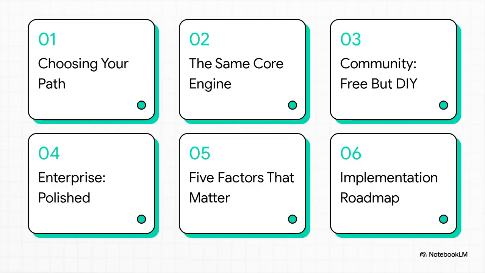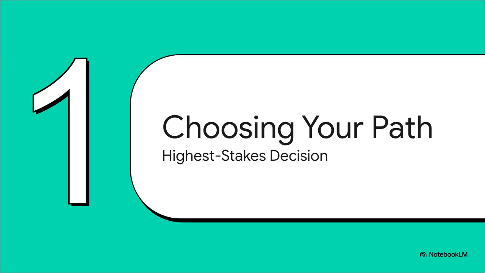First, choosing your Odoo path. Then, we'll talk about the same core engine, look at Community, free but DIY, and contrast it with Enterprise, polished and supported. Finally, we'll cover the 5 factors that matter and lay out our strategic implementation roadmap. Okay, let's dive right into this. Section 1, choosing your Odoo path, arguably the highest stakes software decision you're making this year.